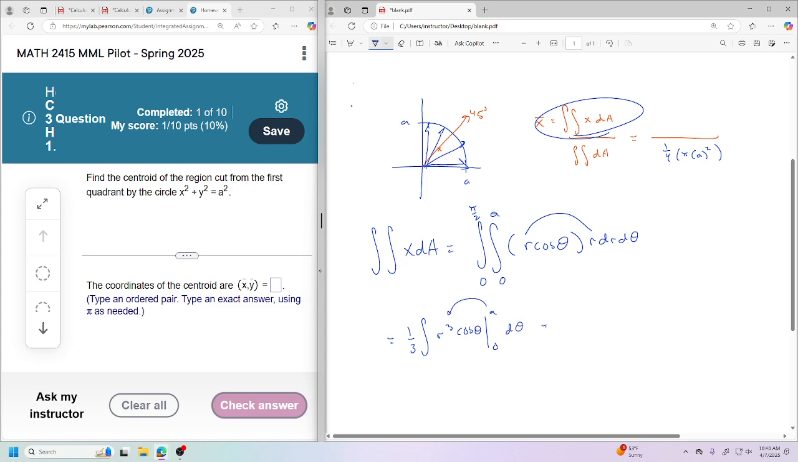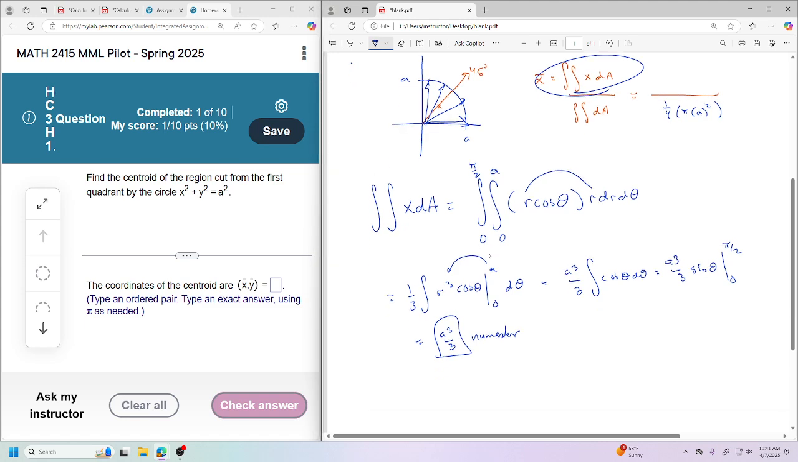Plugging in the a, I get a cubed. So you can just toss that out in the front. I'm going a little fast. Cosine goes to a sine, from 0 to pi over 2. Pi over 2 plugs in to make a 1. And that's going to be my numerator. This was my denominator.